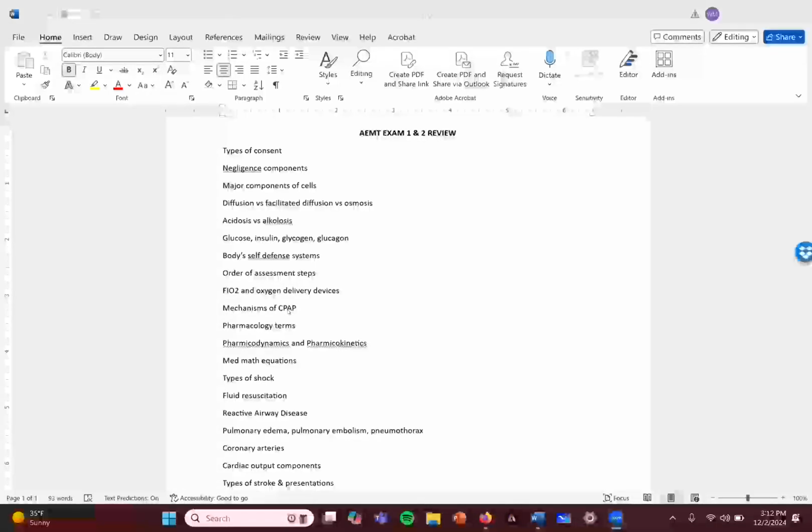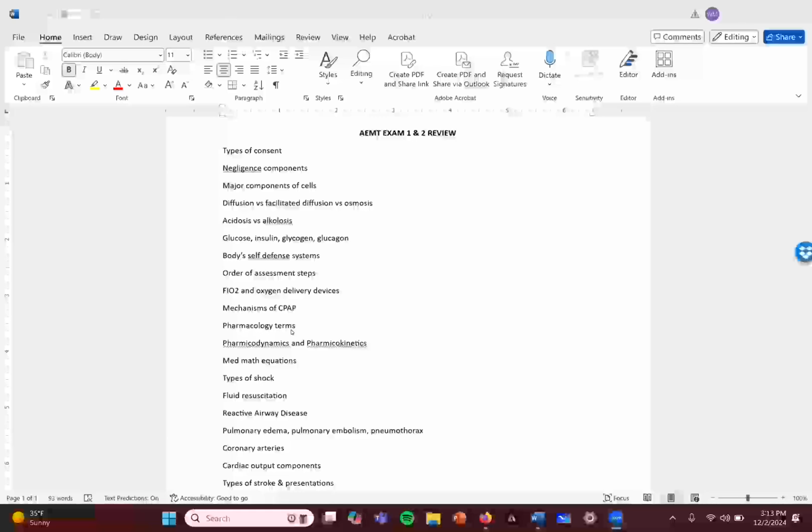Mechanisms of CPAP, just understand how CPAP works, right? It's a positive pressure. So how it's able to help, especially with bronchoconstriction, is keeping those bronchioles open during exhalation so they don't collapse. Also pushing fluid out during pulmonary edema. Understand some of the risks involved with this, what it's going to do to pressures in the thoracic cavity and how that might affect blood pressure.